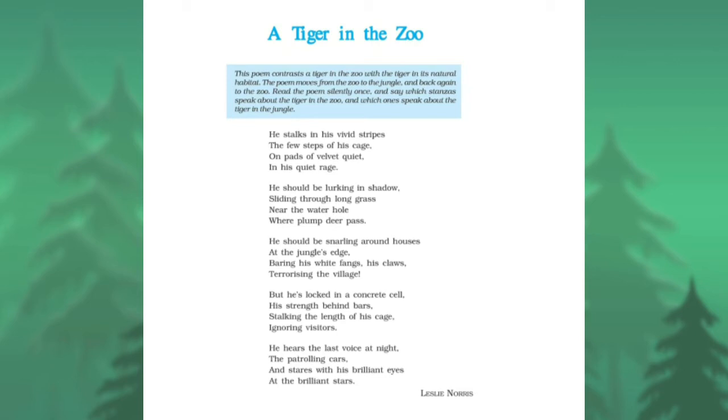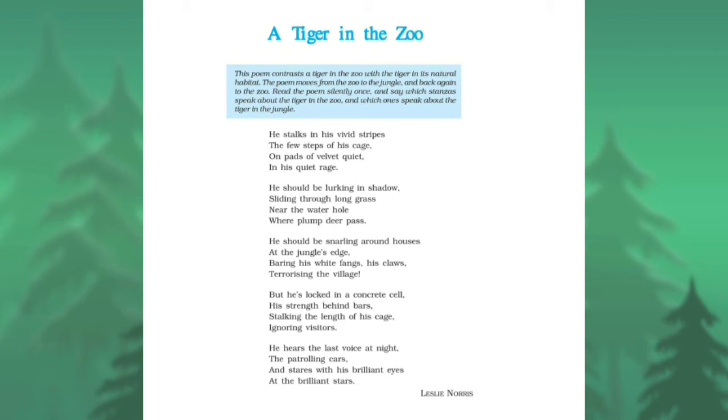The tiger in the cage is helpless. He cannot show his real power and real strength, which each and every tiger shows when they stay in their natural habitat. So this is all about the first stanza. Now next, that is the second stanza.